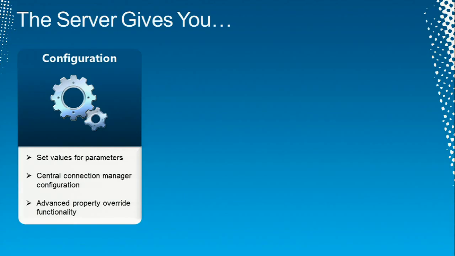But the goals for the server were to make configuration easier. From the server, you can centrally manage all your parameter values. You know where your values are coming from. You can centrally manage your connection managers as well. Connection managers are automatically exposed on the server, so you don't need to explicitly create parameters for each one. There's also some advanced property override functionality. This was added, so who here has ever used the /set functionality in DTExec to override properties on the command line? Okay, so a good amount. That's to get rid of that.